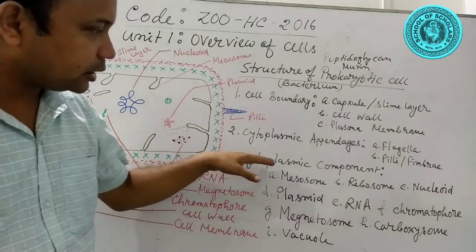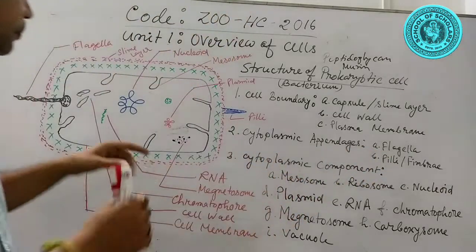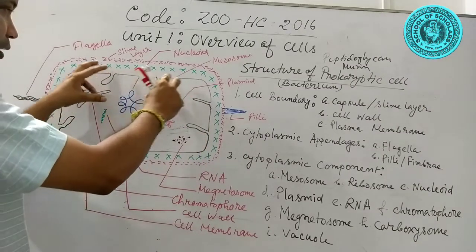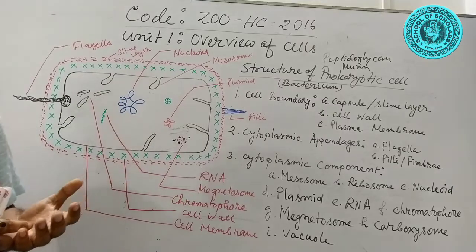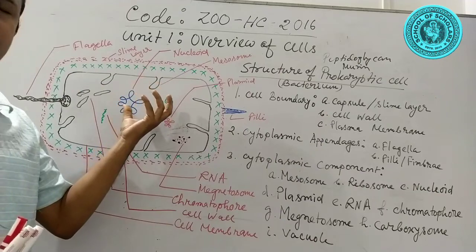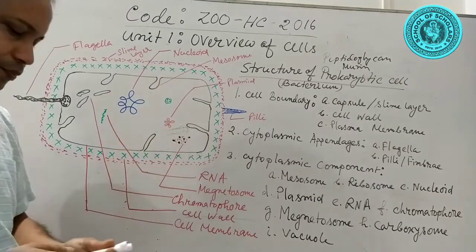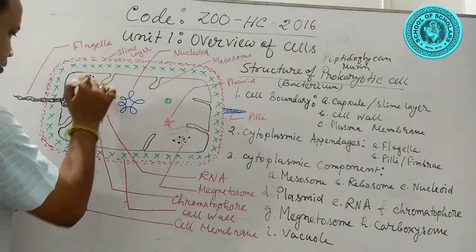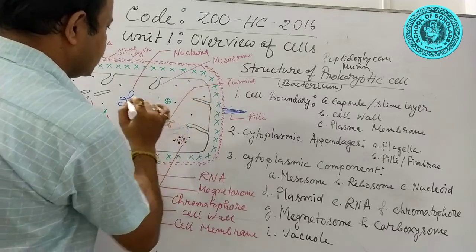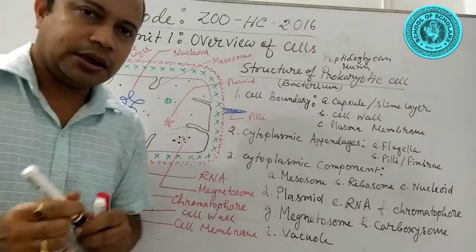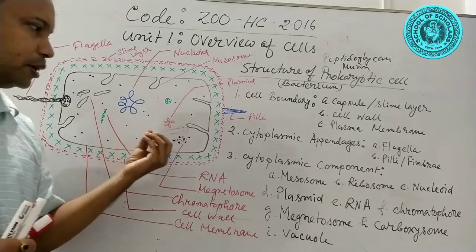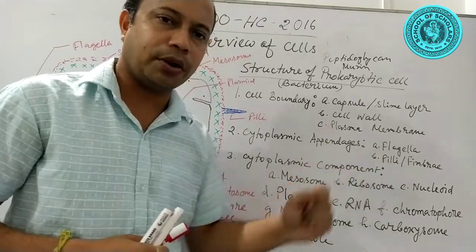Now we have to see the cytoplasmic component. Cytoplasmic component means inside this cell membrane, this compartment contains a semi-liquid, colloidal, viscous substance. This granular substance is called cytoplasm. Suppose this is the cytoplasm. Inside the cytoplasm, different components are present, and all these components are collectively called cytoplasmic components.